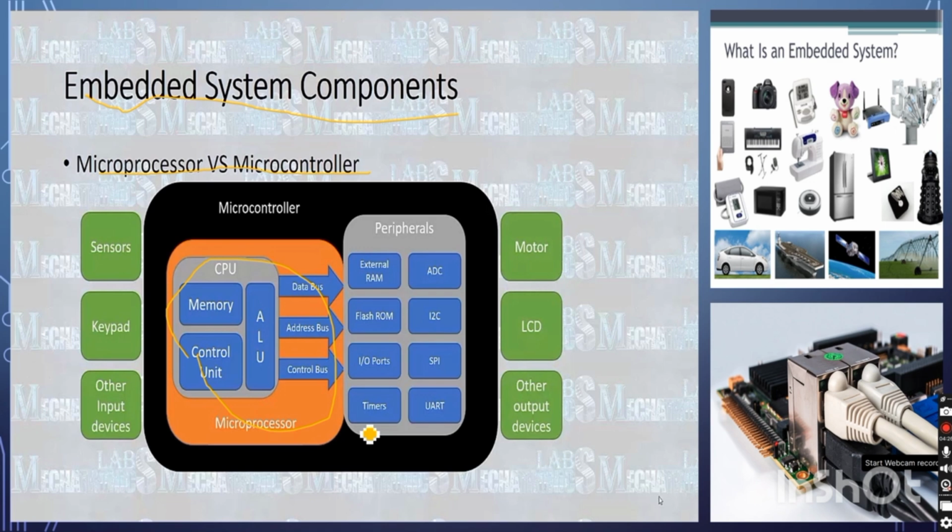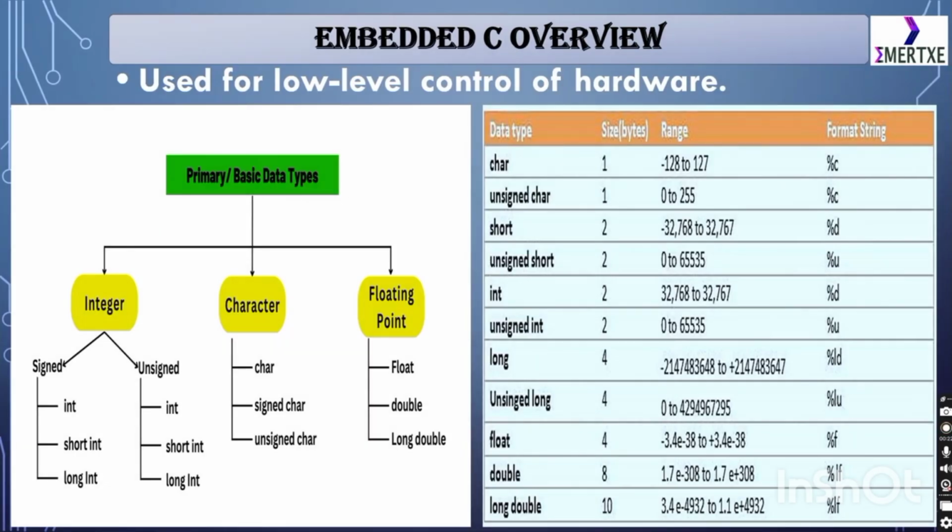We can add the peripherals on our own. They are not implemented in the microprocessor, but the microcontroller already has the peripherals present on chip, such as external ROM, ADC, flash ROM, input output ports, timers, UART, SPI, I2C. These are the components present in a microcontroller. In a microprocessor, we don't have these peripherals; we can introduce peripherals ourselves. So that's the microcontroller that we studied in the internship.